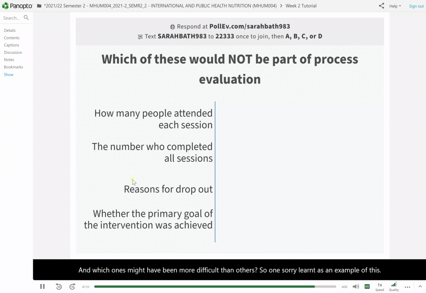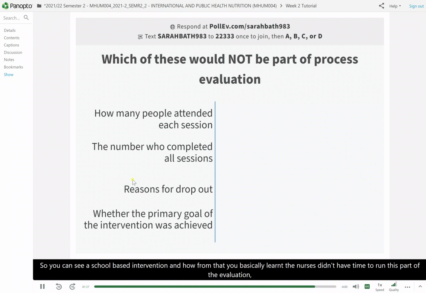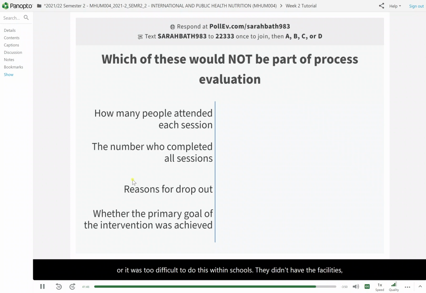So on Surrey Learn, there's an example of this. So you can see a school-based intervention, and how from that you basically learn that the nurses didn't have time to run this part of the evaluation, or it was too difficult to do this within schools, they didn't have the facilities. And it's really important that that evaluation happens, because it helps you understand what to do differently next time. So that's process evaluation.